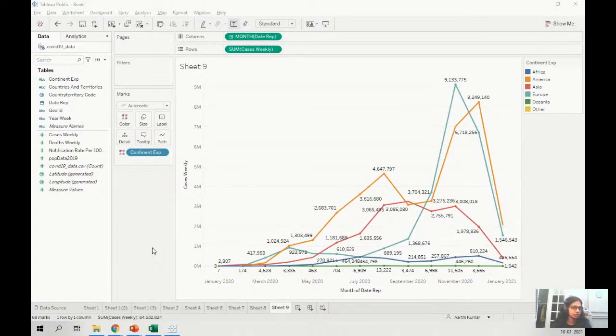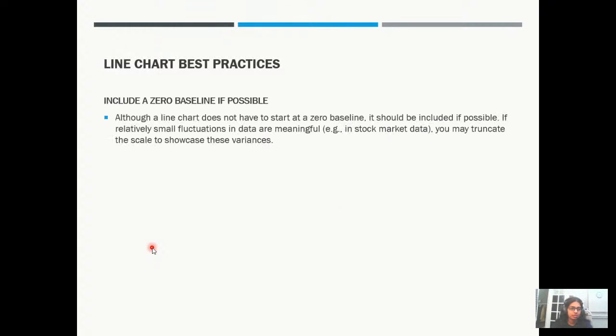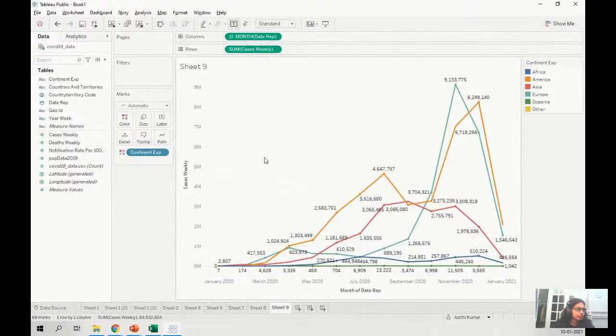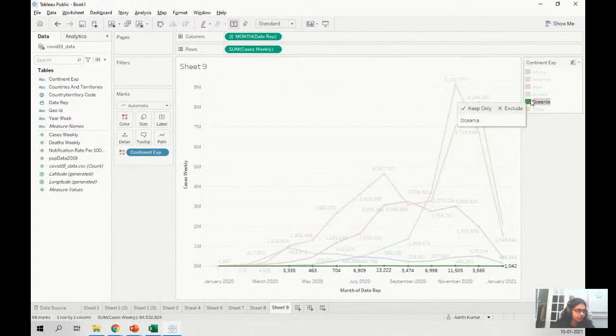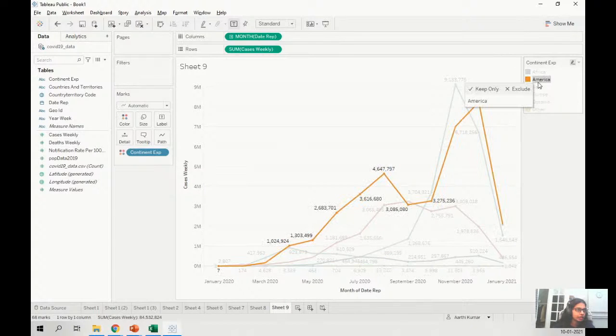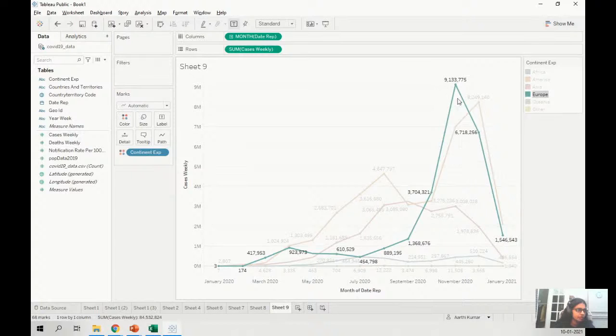So going back to the presentation, best practices always include a zero baseline if possible. Although a line chart does not have to start at zero baseline, it should be included if possible. So if relatively small fluctuations in data are meaningful, you may then truncate the scale to showcase these variances. For example, here, maybe if we look only at Oceania, it might have a different trend, but because this is done in the same chart as, let's say, America or Europe, this graph over here is almost flatline.